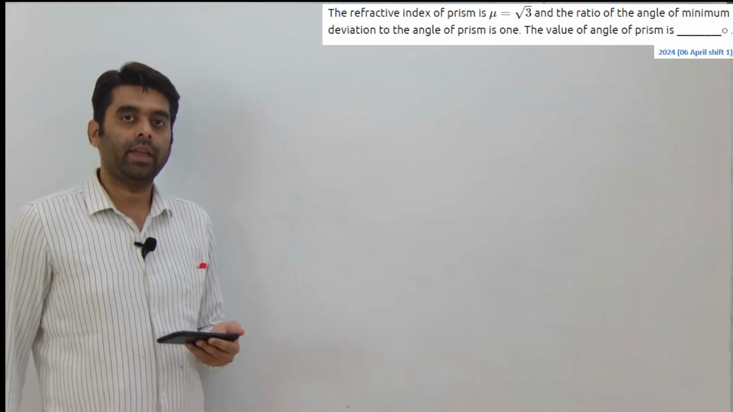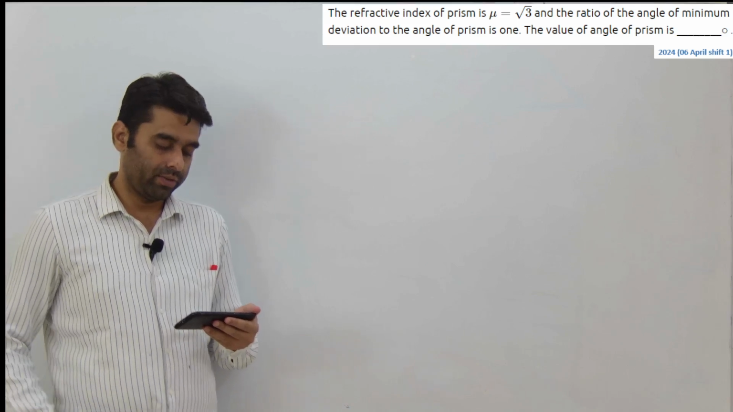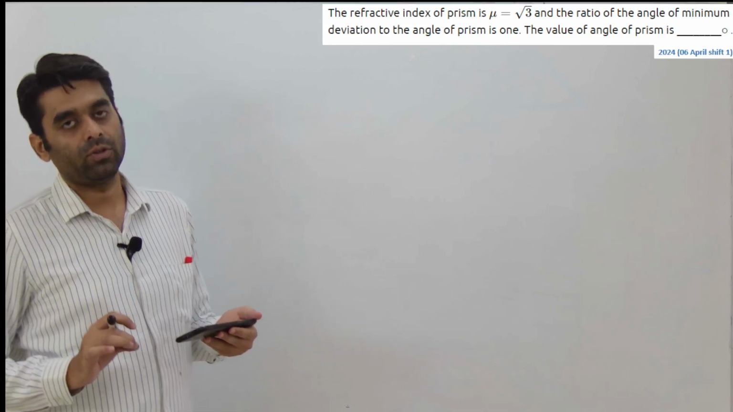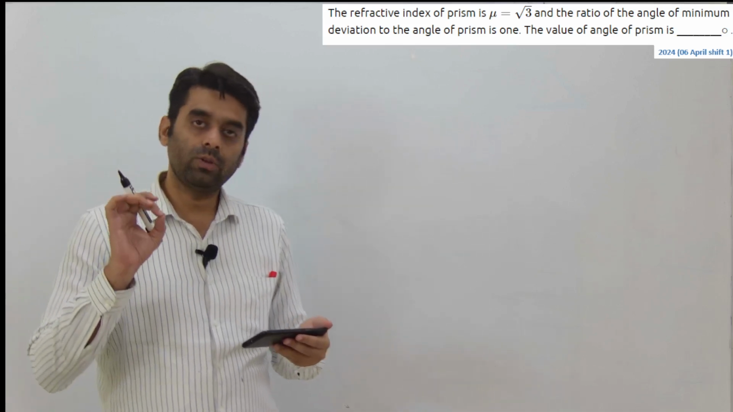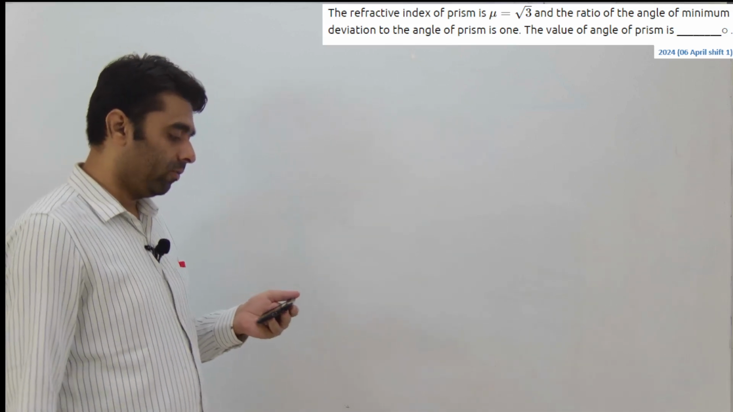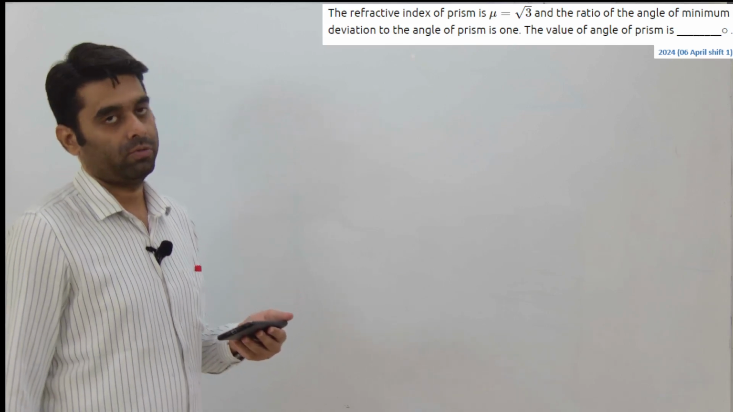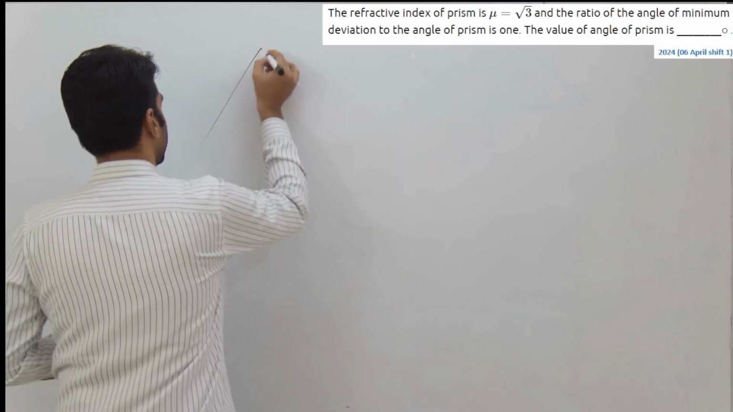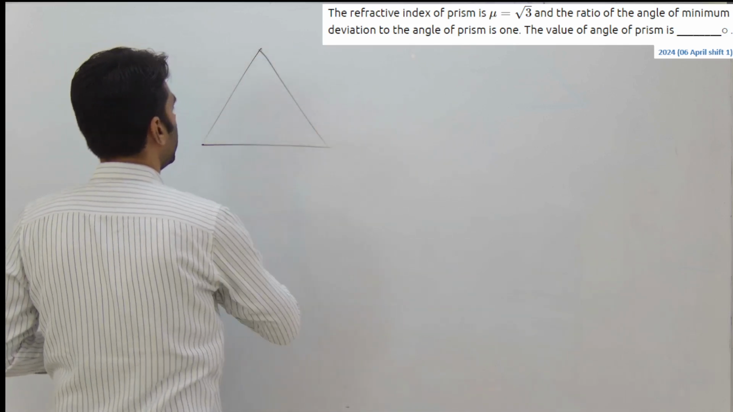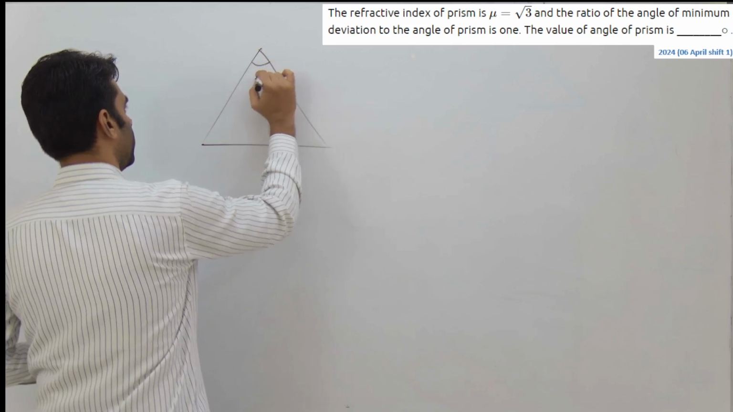Okay, again we have got a prism question. The refractive index of a prism, mu, is equal to root 3, and the ratio of the angle of minimum deviation to the angle of prism is 1. Fine. Let's draw the situation. Let's say this is our triangular prism. This is the angle of prism A.